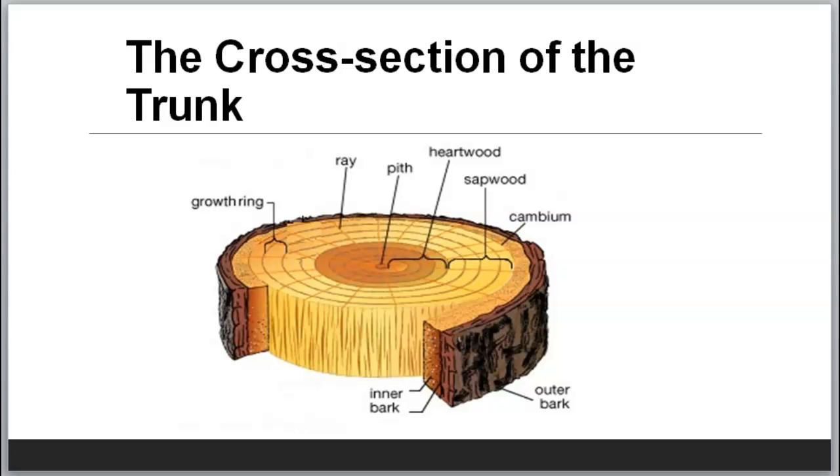The cross-section of the tree trunk. As the diagram shows, there are a number of members that make up the cross-section of a tree. It begins with the outer bark, followed by the inner bark, then the cambium, followed by the sapwood, then the heartwood, then we have the pith. Additionally, we have the growth rings, as well as the medullary ray, or what are known as rays. We'll now look at these parts individually.